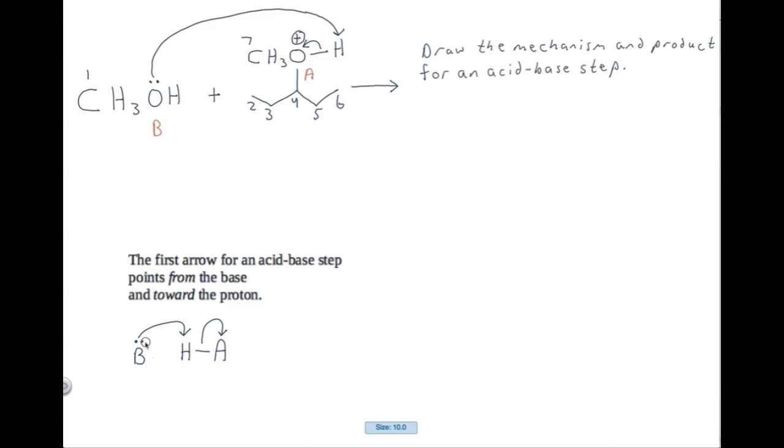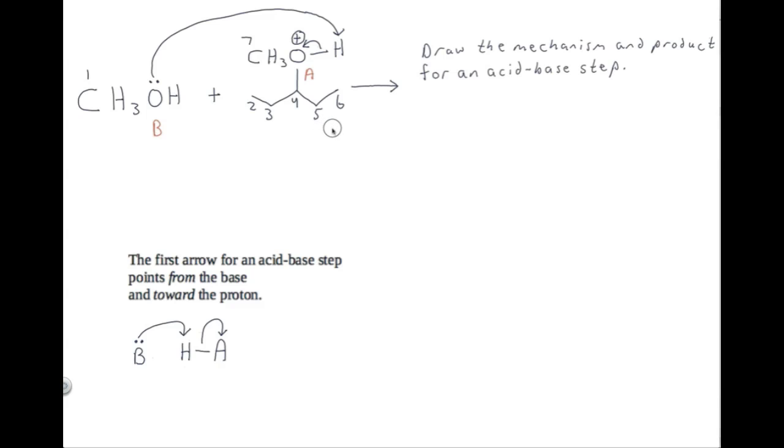Here's the general pattern we learned earlier for the electron pushing arrows for an acid-base step, and you can see how these arrows match this pattern: from the base to the proton, and then from the bond with the proton to the acidic atom. I hope it was boringly easy for you to draw that electron pushing arrow.